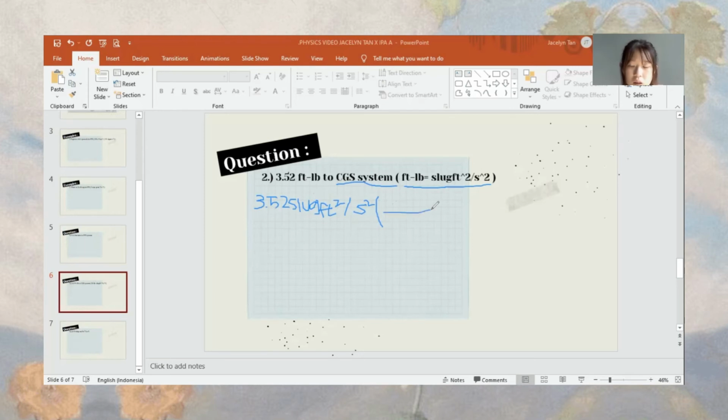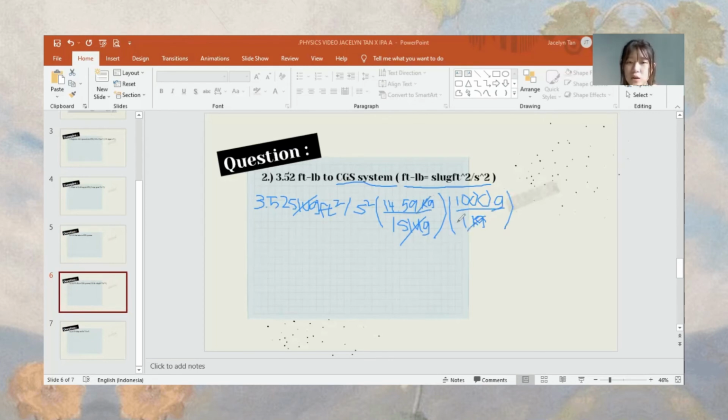So we need to change slug to kilogram first. We know that one slug is equal to 14.59 kilogram. Now we can cancel the slug, and we need to convert it to gram. So 1 kilogram is equal to 1000 gram, so cancel the kilogram.